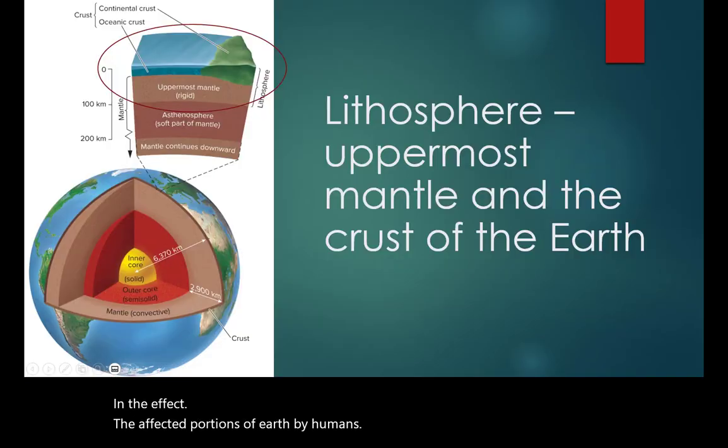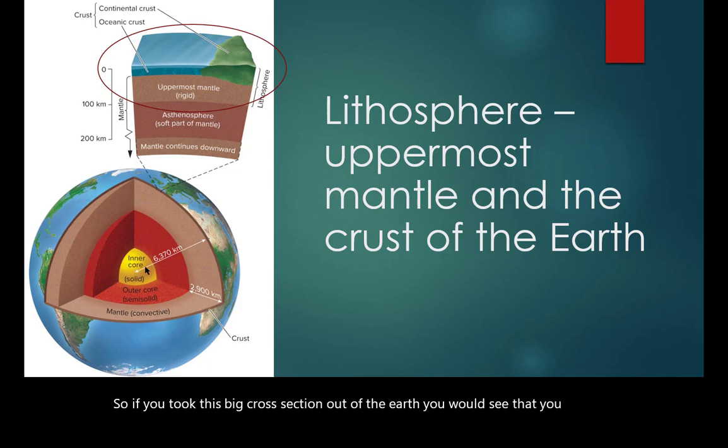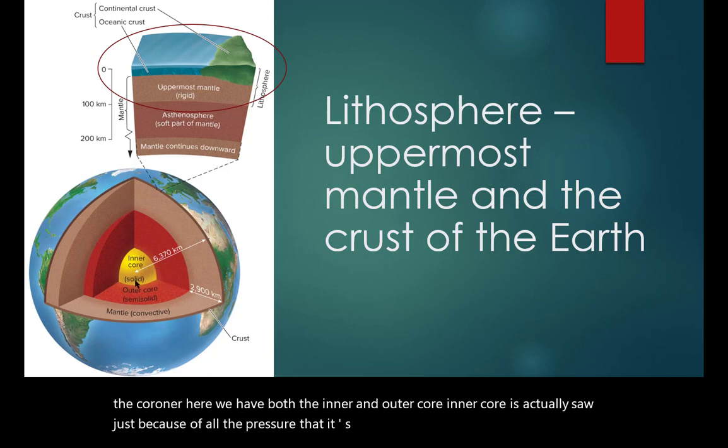So we're going to focus on the lithosphere. This is the uppermost mantle and the crust of the Earth. So if you took this big cross section out of the Earth, you would see that you have the core, and here we have both the inner and outer core. The inner core is actually solid just because of all the pressure that it's under. And then the outer core, there is some solid and some liquid.